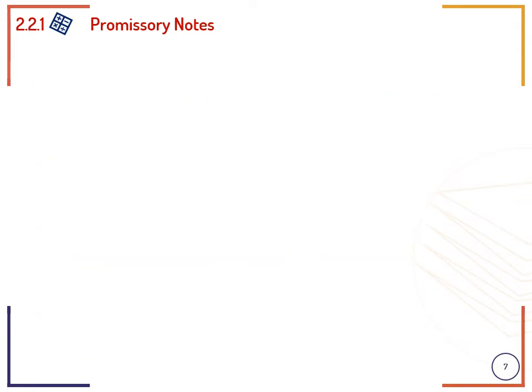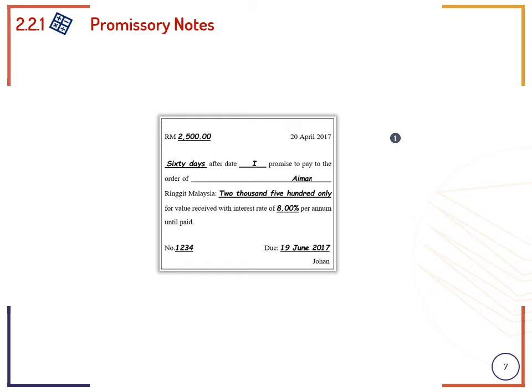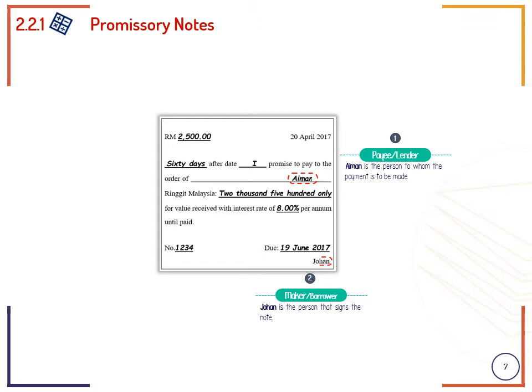An example of a promissory note is as follows. The payee of the note is Aiman. Aiman is the person to whom the payment is to be made. The maker of the note is Johan. Johan is the person that signed the note.